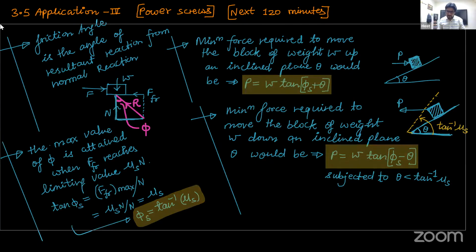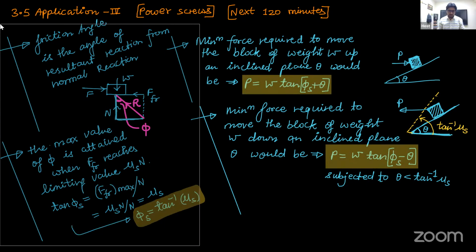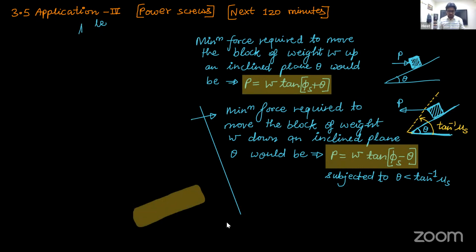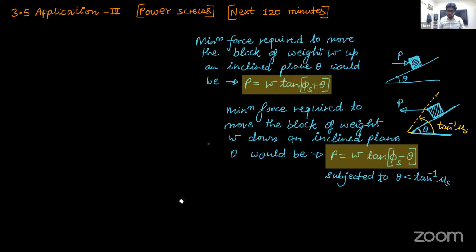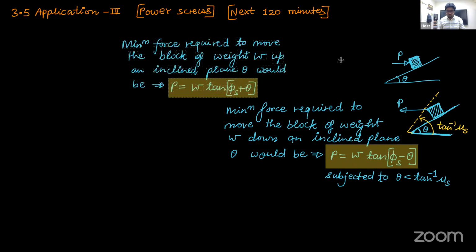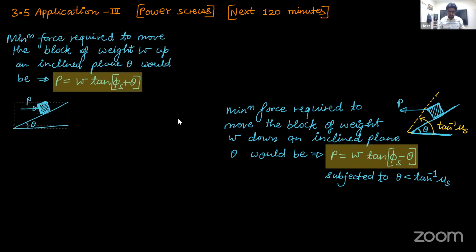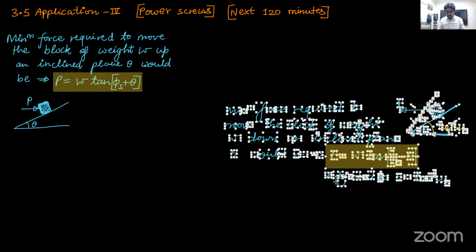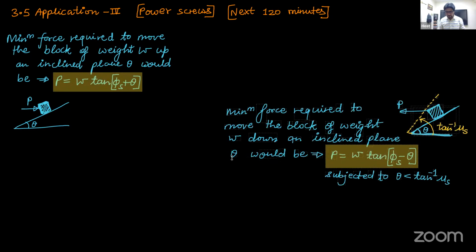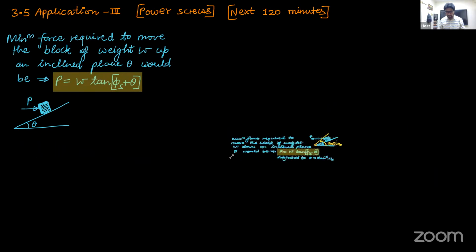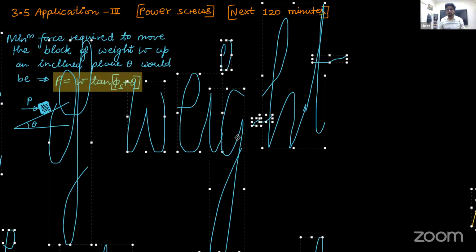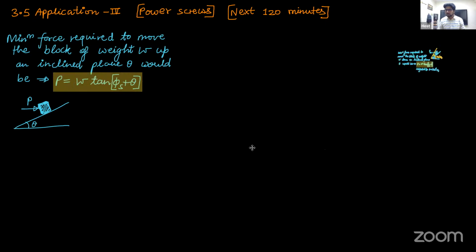So we have already done these two cases. Number one, minimum force required to move the block of weight W up an inclined plane theta would be this much. We have already solved it in one way. This one I'm minimizing right now. Later on, I will bring it back to the live. I'm just minimizing it and putting it over a corner.